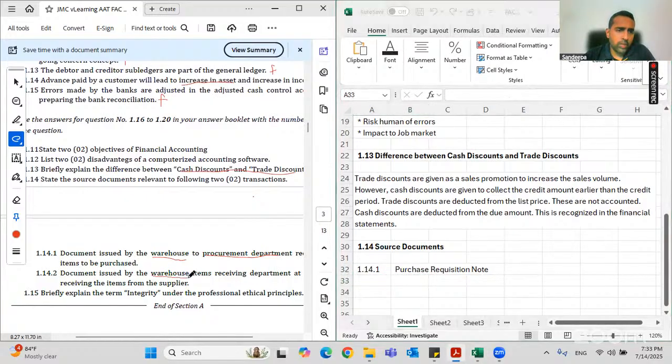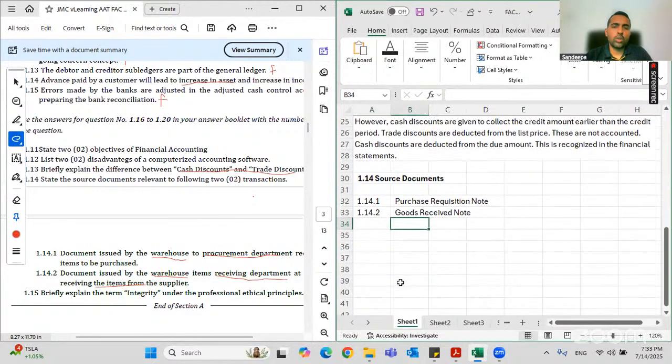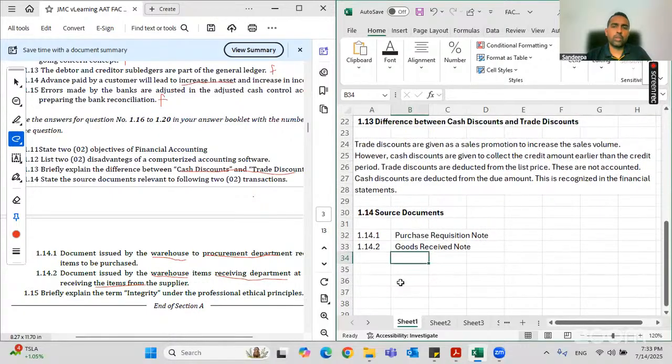Document issued by the warehouse when items are received from the supplier. At the point of receiving, the warehouse needs to issue the goods received note or the GRN. These are the two source documents: purchase requisition note and the goods received note.